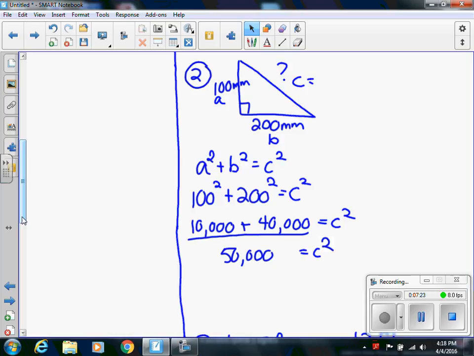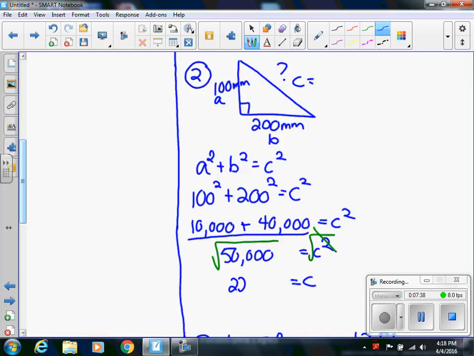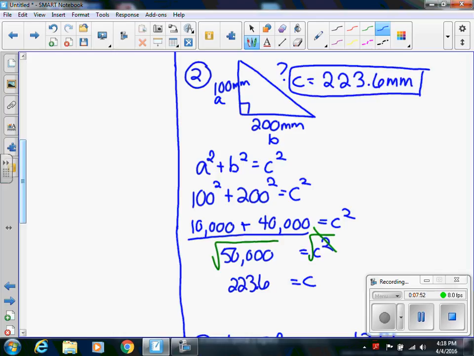And again, I need to find the square root of both of these to get rid of my square there. So it's going to equal C. And the square root of 50,000 is approximately 223.6 for the decimal there. And this was millimeters. So 223.6 millimeters. So this is my answer for C right there.